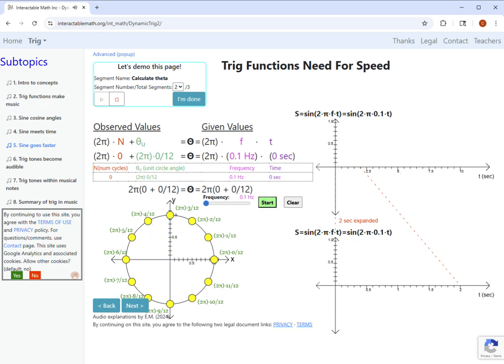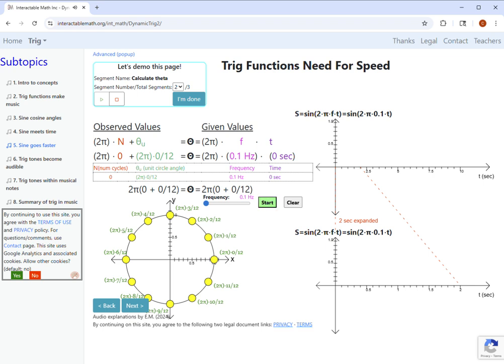Okay, so now we understand how to observe the values of theta. Let's look at the right side of the equation under the header, given values, and see how to predict these values. I have reset the page so it's back to the default values. Frequency is the slider you adjust from 0.1 Hz up to 2 Hz. The resultant value in magenta is saved in the box of values and inserted into the equation above the box.